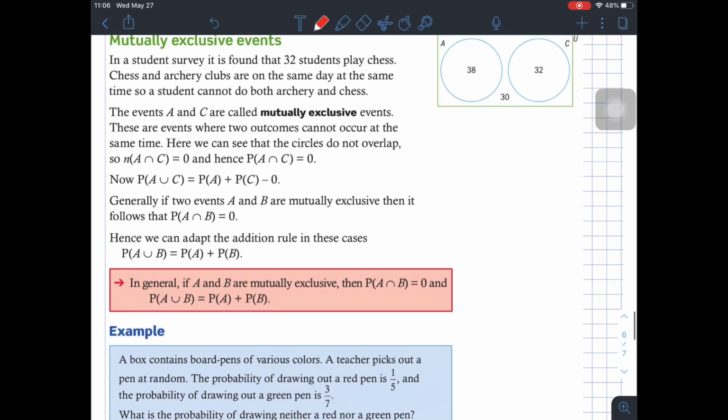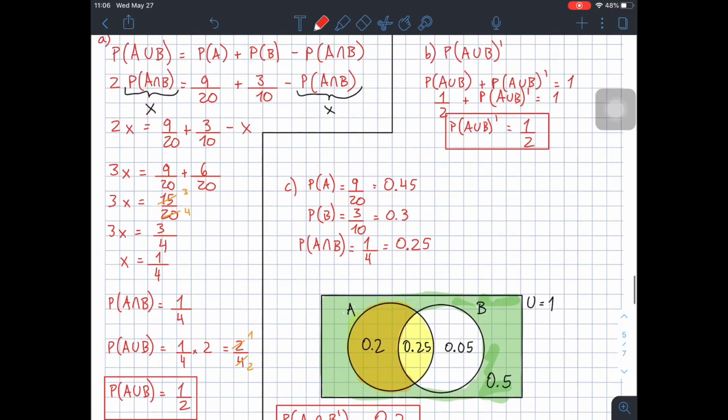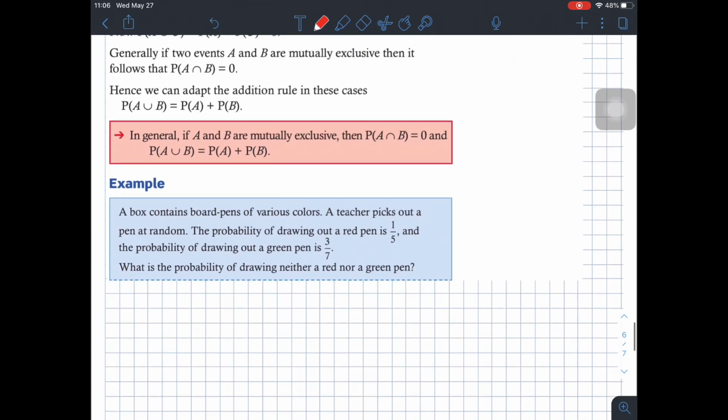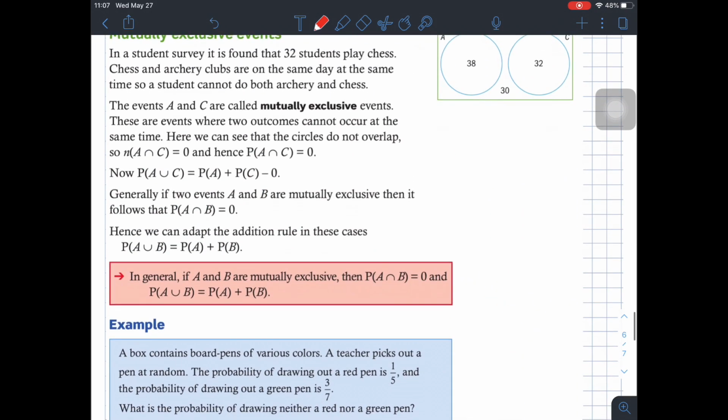So if we go back to our formula, if you remember the formula for combined events, which is this one over here, you will see that for mutually exclusive events, this element gets eliminated, right? Because the intersection between A and B is always 0 when we talk about mutually exclusive events. So if we want to find the union between both events, it's just probability of A plus probability of B. Okay, that's the whole new thing about this part, right?